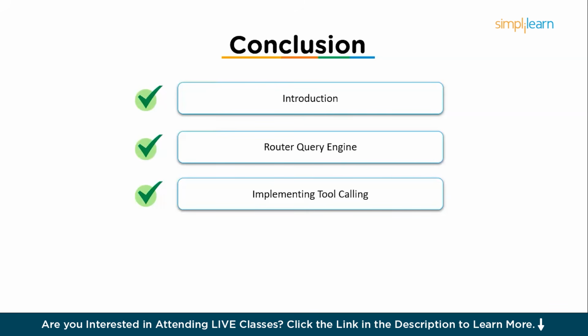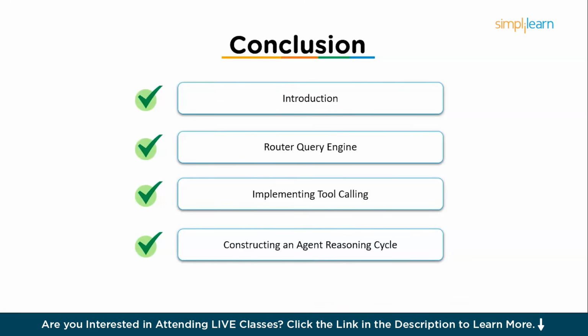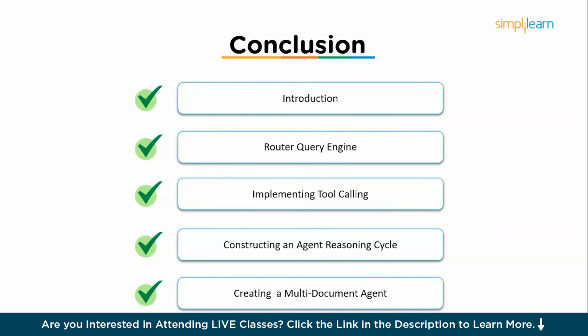Now, the next crucial step was constructing an agent reasoning cycle, where we developed a system that allows the AI to process information iteratively, improving its responses based on new insights. Finally, we created a multi-document agent which enables the system to pull and synthesize information from multiple sources, ensuring more comprehensive and accurate results. Through both detailed explanations and hands-on demos, we saw how these components come together to form an intelligent agentic RAG system capable of making decisions, retrieving relevant information, and interacting with tools to enhance its functionality.